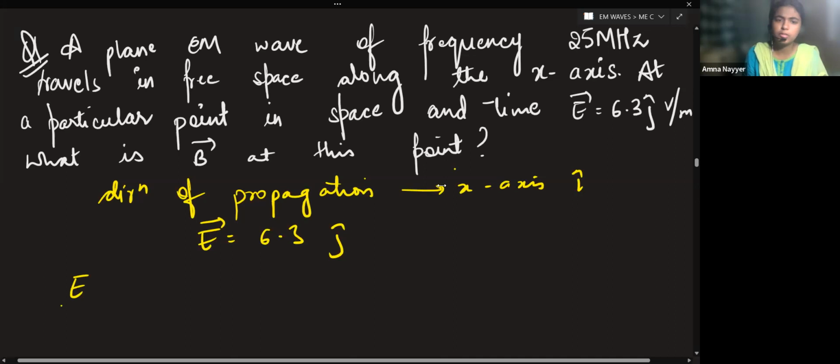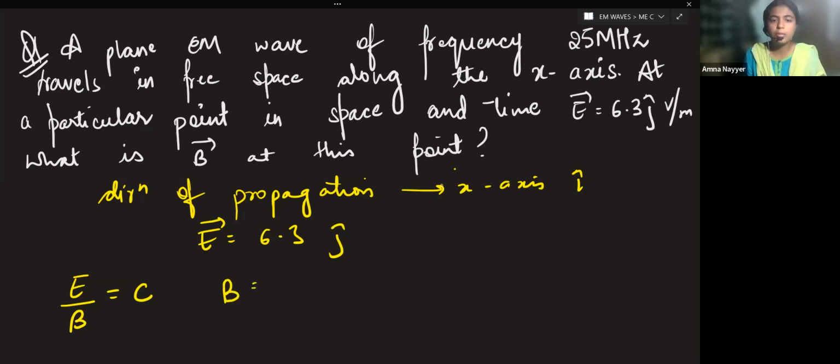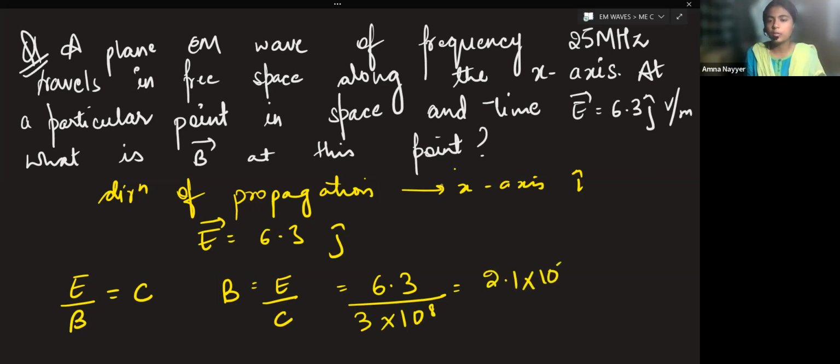Now, electric field by magnetic field was equal to the speed of light. So here, magnetic field will be equal to what? Electric field divided by the speed of light. Magnetic field will be 6.3 divided by 3 into 10 to the power 8. This gives 2.1 into 10 to the power minus 8.